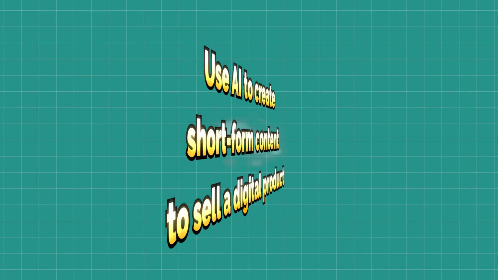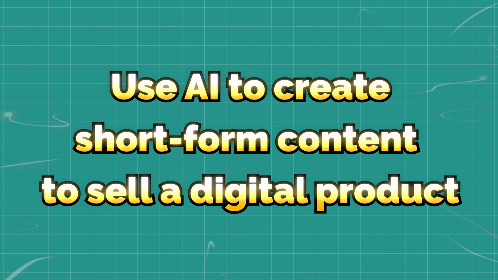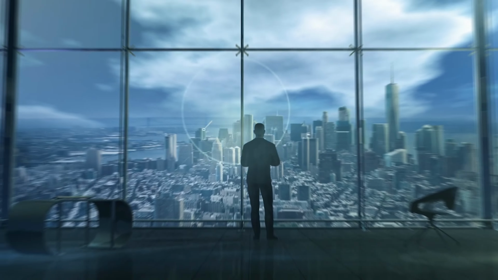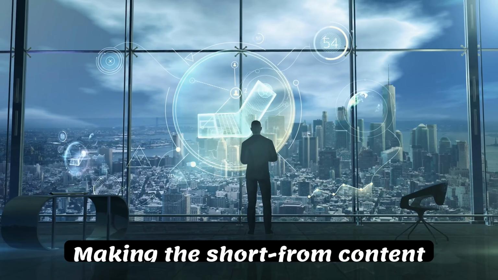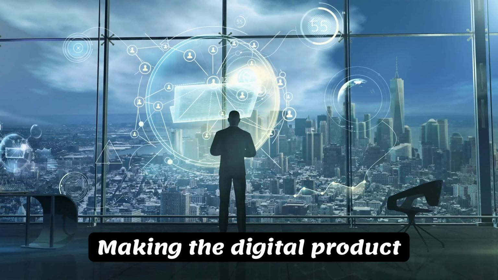But this now brings me on to one of the second lazy ways that you can use AI to help you when it comes to getting a side hustle off the ground, which is going to be to help you create short form content as a way for you to sell a digital product. And the good thing about AI is that you can use it when it comes to the entire process. Number one, you can use it when it comes to making the short form content, and number two, you can use it when it comes to making the digital product.